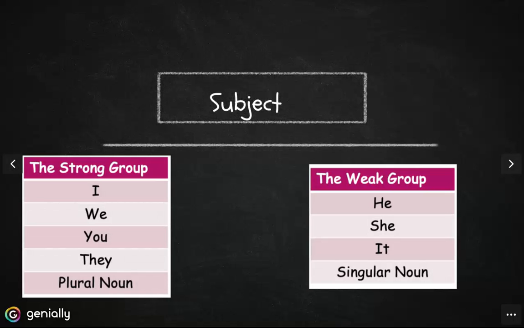First, we will divide the subject into two different groups. This will make it easier for you to conjugate correctly. The first group is the strong group. It includes I, we, you, they, or a plural noun. And the second group is the weak group. It includes pronouns such as he, she, or it, or a singular noun.